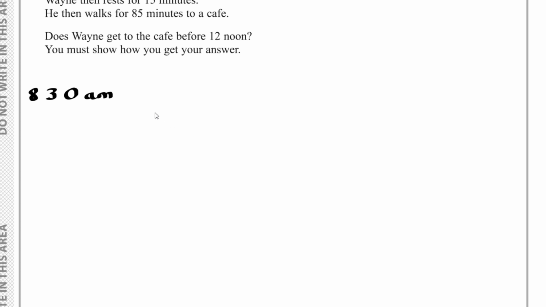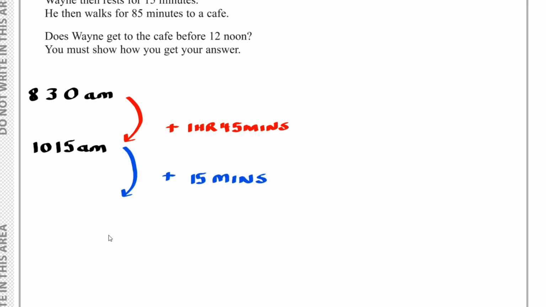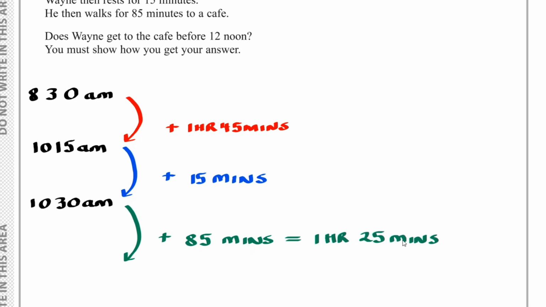So we start off with 8:30 am and then we add on to this 1 hour 45 minutes. So if I add on 1 hour, I get 9:30, and then if I add on 45 minutes after that, I get 10:15 am. After that, he rests for 15 minutes, so adding 15 minutes to 10:15 am, I get 10:30 am. And then he walks for 85 minutes to a cafe, so I need to add on 85 minutes to this. Now 85 minutes, that's the same as 1 hour 25 minutes. So if I add on 1 hour 25 minutes, I end up with 10:55 am.